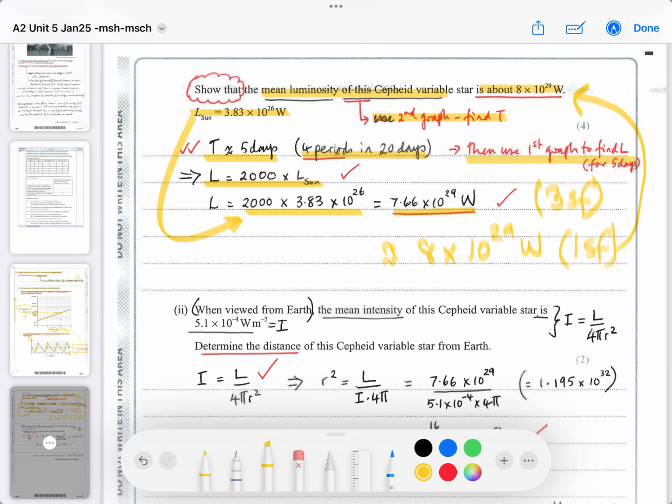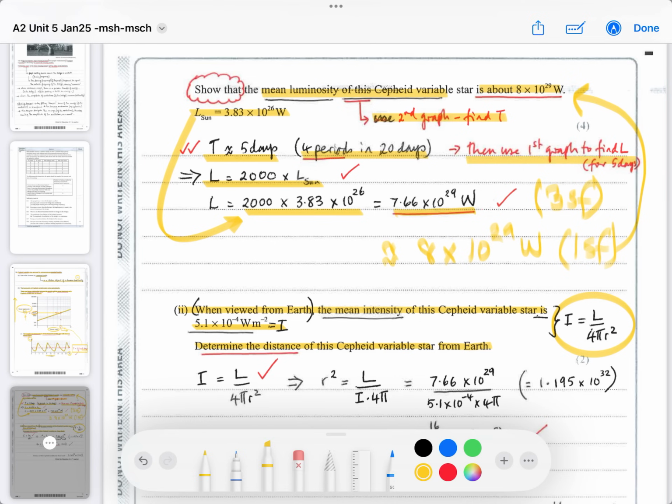Okay? Part 2 then says, when viewed from Earth, the mean intensity of this Cepheid variable star is 5.1 times 10 to the minus 4 watts per square meter. So now intensity is given by this equation, which is luminosity divided by the spherical surface area that it has spread out over. And that will be from Earth. So the distance from Earth would be the value of r. Okay, so determine the distance of this Cepheid variable star from Earth. So we want to find out r.